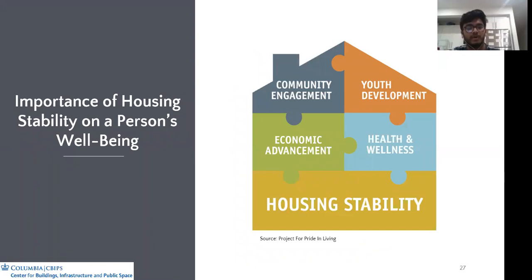Now Sheila will take over the importance of housing stability on a person's well-being. Yes, going off of what Bhumit had said, housing stability is the basis for a lot of things, and that includes health and wellness, economic advancement, youth development, and community engagement. For example, if you don't have housing, you're not really thinking about how can I advance at work, or how can I get involved in my community. So having a stable housing situation is very important for a person's well-being. Next slide, please.